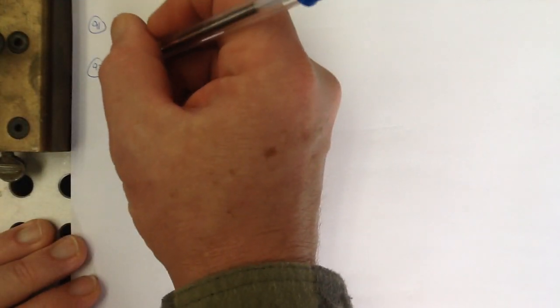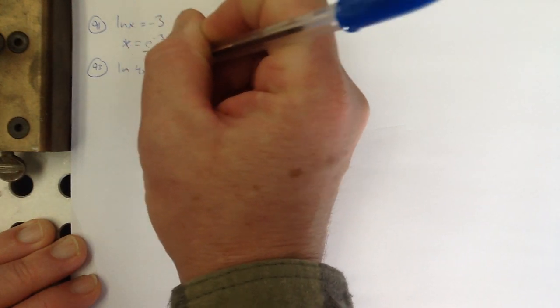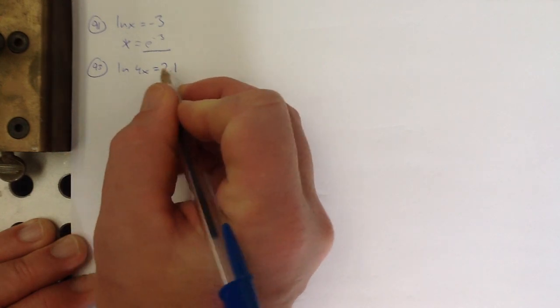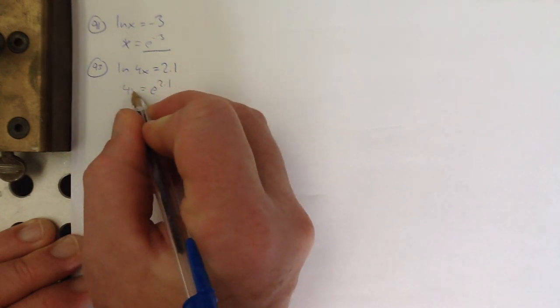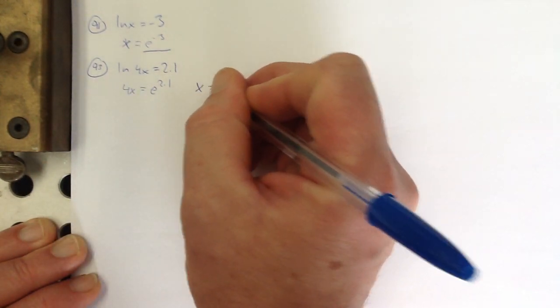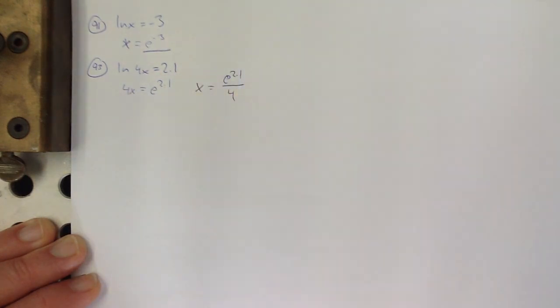For 93, same idea. So natural log is log base e. That means e to the 2.1 is equal to 4x. So x is equal to e to the 2.1 divided by 4.